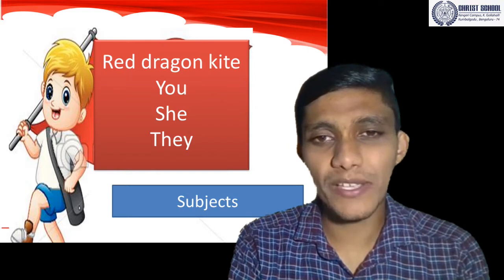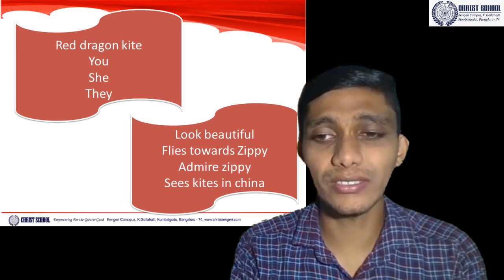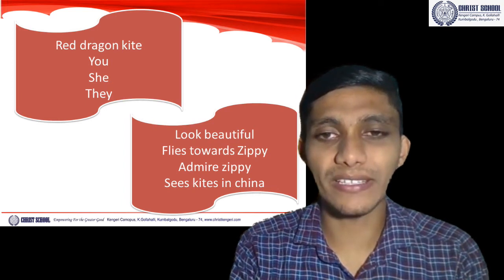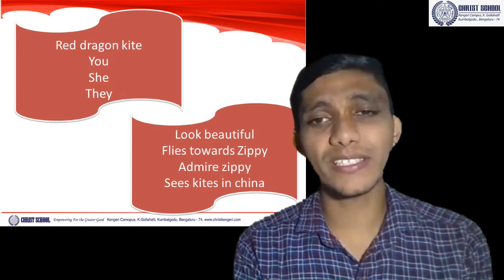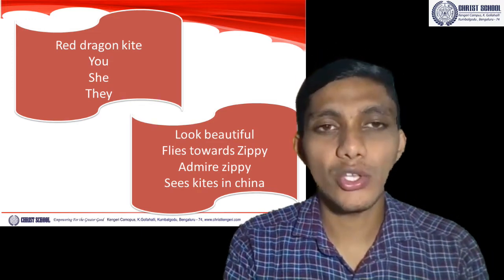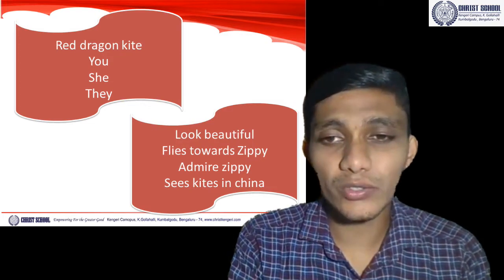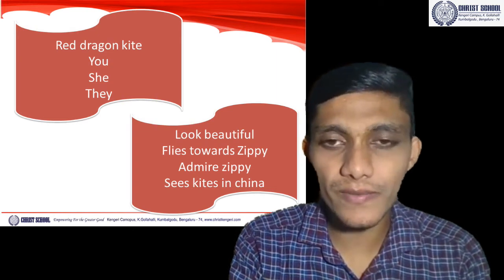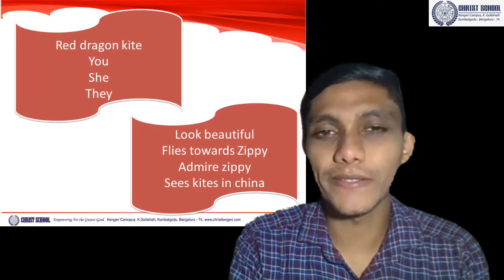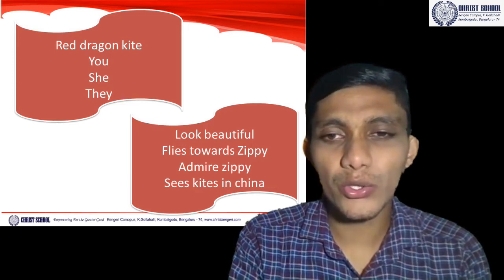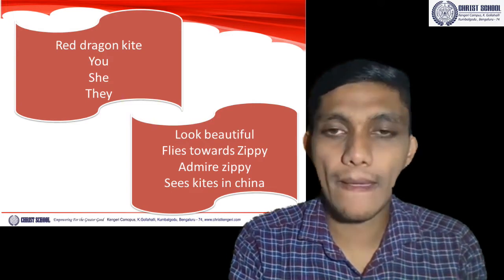Now look at this picture. You can see two flags here. Tell me whether it makes sense to you as you add the subject and the other part of the sentence. So here I'm going to read out: red dragon kite flies towards Sippy. Does it make sense to you? Yes, it is a complete sentence and it makes sense to you, right? Very good. Now the second sentence, you look beautiful. That also makes sense because it is a complete sentence.